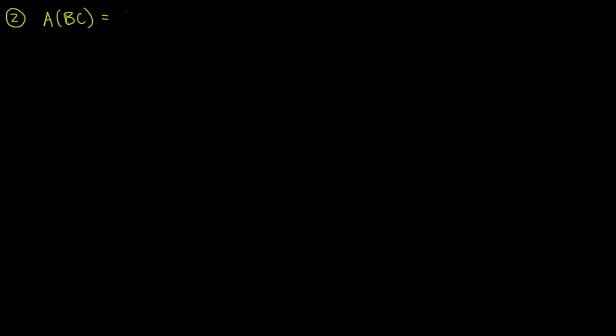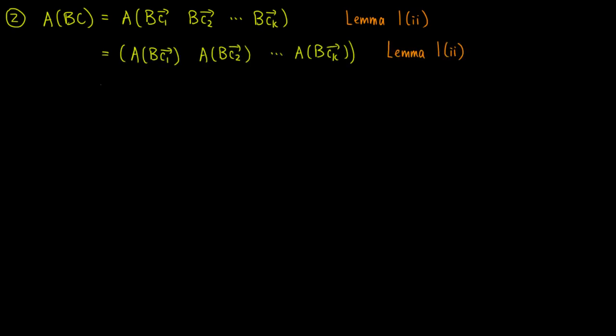For the second point, A times (B times C) equals A times the matrix with columns B times C1, B times C2, up to B times Ck, using the second point of the first lemma. Using the same result again, this equals the matrix with columns A times (B times C1), A times (B times C2), up to A times (B times Ck).